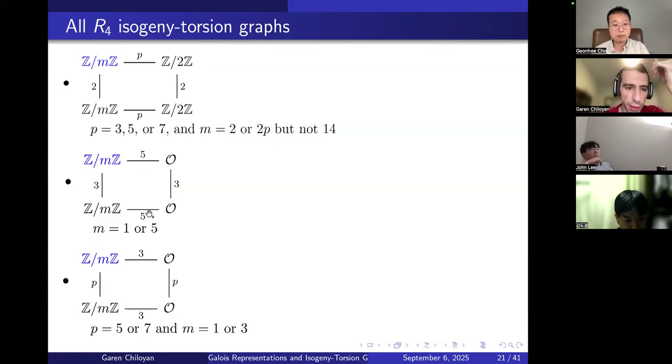In the case that you have a 15 isogeny like this, you could have everything as trivial. Or you could have both of these are Z mod 5Z, and this is both trivial. In the case that you have a 15 isogeny this way, you could have everything as trivial. Or you can have both of these here are Z mod 3Z.